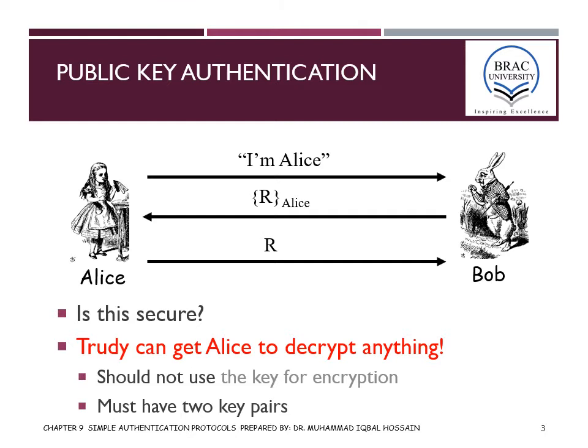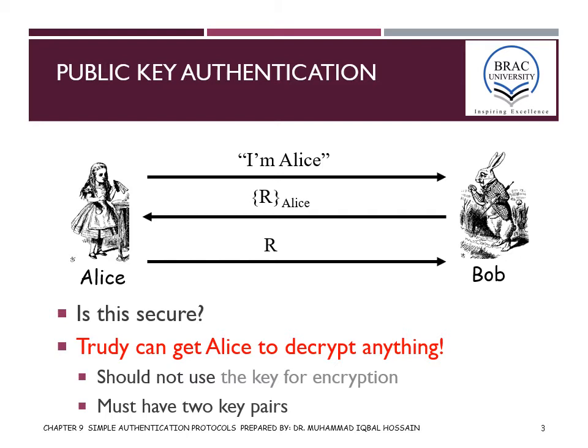So Alice doesn't know whether this is Bob or Trudy. What can happen is that instead of Bob, Trudy can send any message to Alice to decrypt. So this is not secure. We might need two pairs of keys, one for encryption and one for signing.